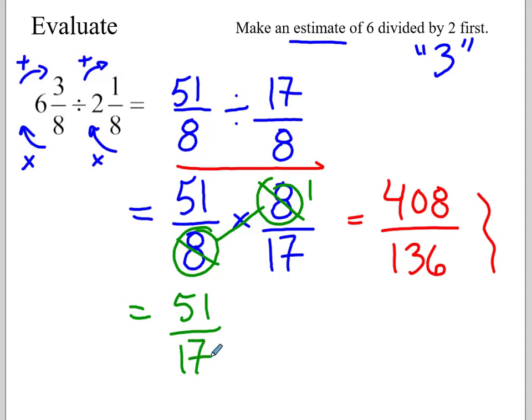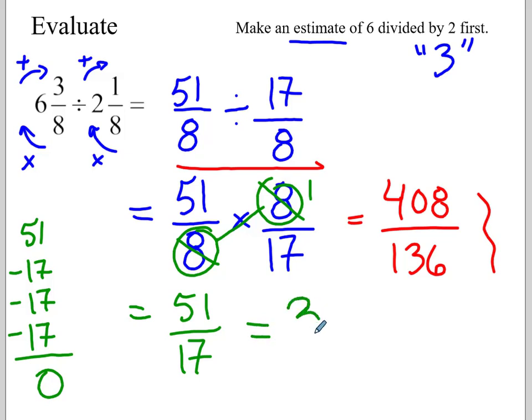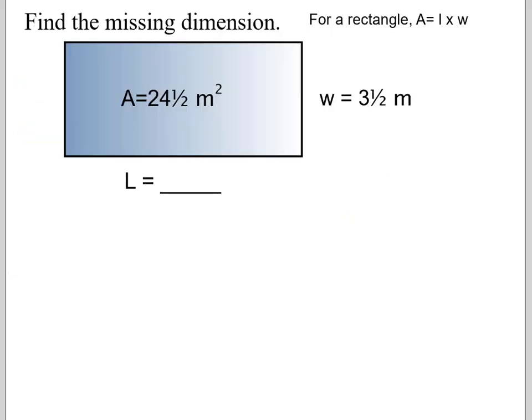Okay, and now I'm very comfortable with my multiplication facts. I could go over to the side and do some repetitive subtraction and see what happens. Okay, and what you'll find is that 3 groups of 17 fit inside 51. This answer is a 3. And if you wanted to, you could go over here and check on your calculator, punch it in, 408 divided by 136, you get a 3. Okay, so you can do very complex problems with this, and it still works nicely.